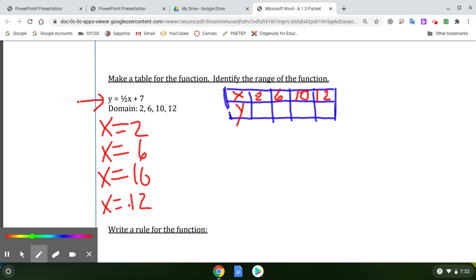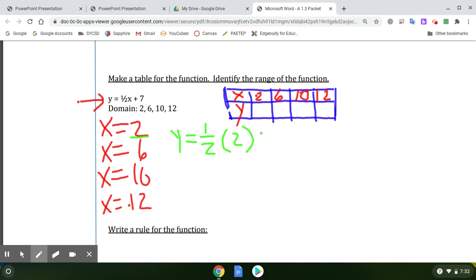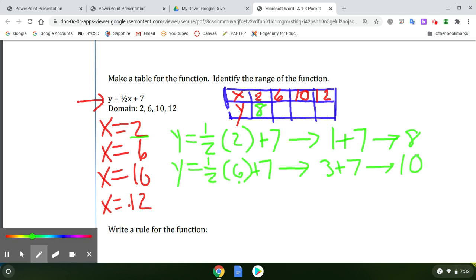So as always, we take the value of the variable and substitute it into the equation for x. So we're replacing x with 2 and then simplifying. 1/2 times 2 is 1 plus 7 gives us an output of 8. And then we substitute 6 in for x. In this case, we get an output of 10.